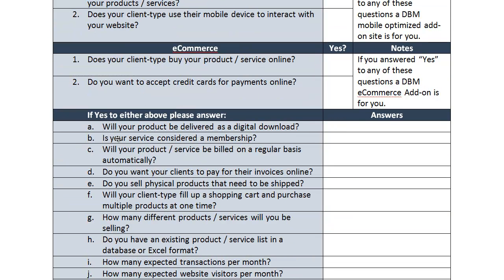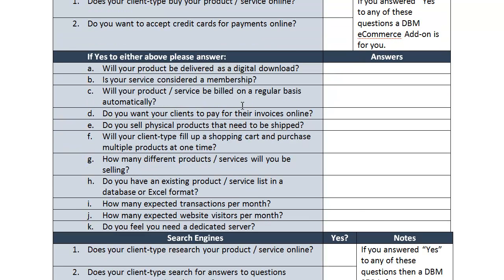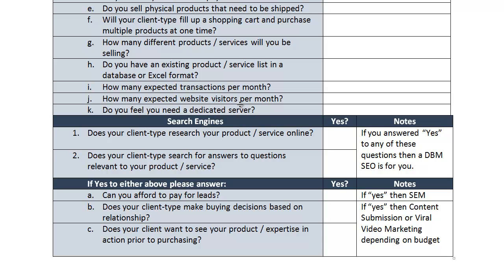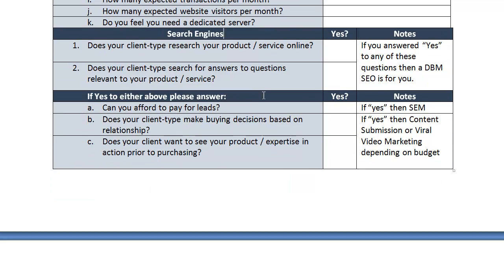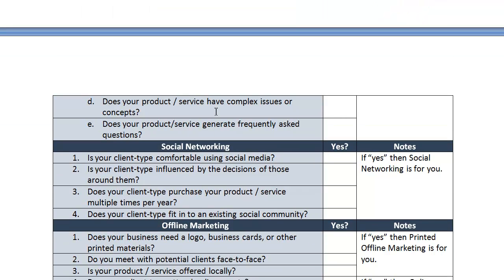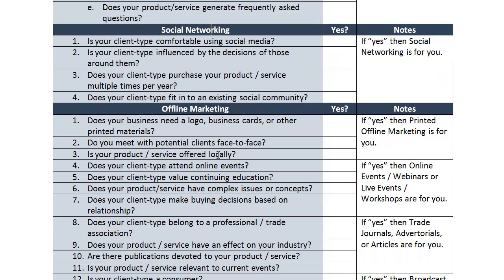And there's a lot of questions to help decide what kind of e-commerce you should go into. Next, we have search engines, or organic searching, if you will. So look at these questions. And as a subset of search engines, there's different things that you can go into. You have paid, like pay-per-click marketing, SEM, SEO, those types of things. So that falls under the search engines. Then you have social networking. Do your business and your clients utilize social networking to the degree where it can make you a nice ROI? And then finally, we have offline marketing.